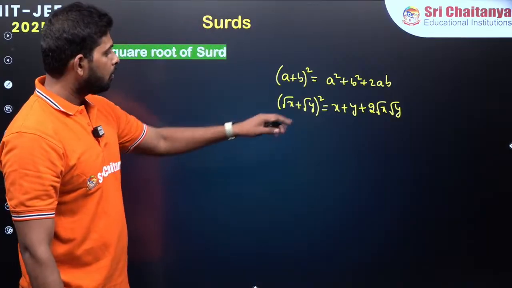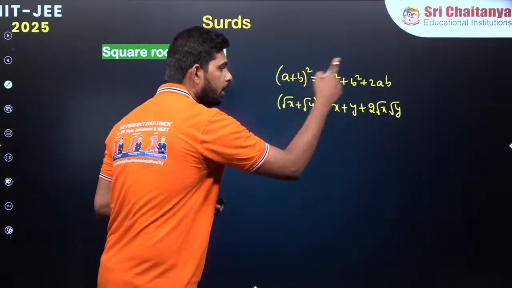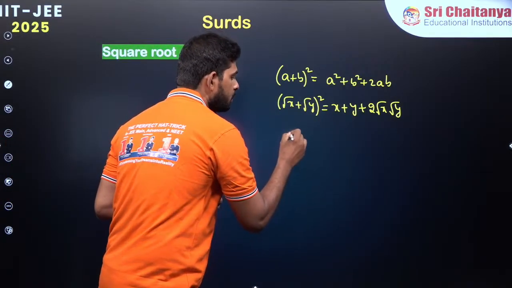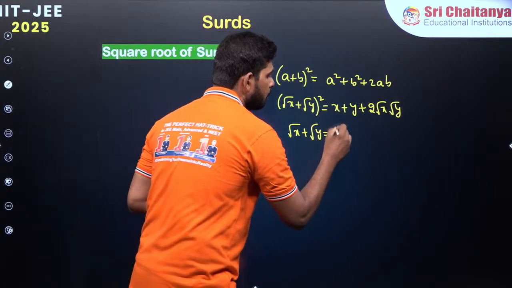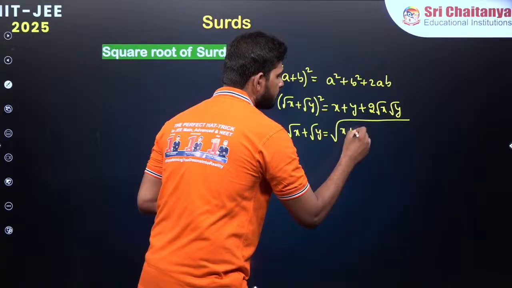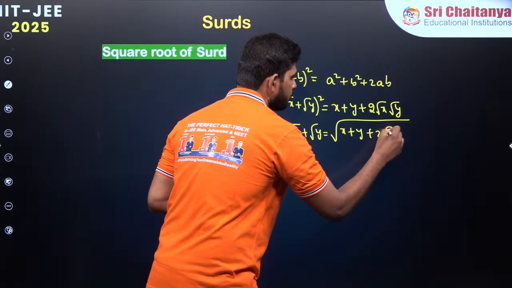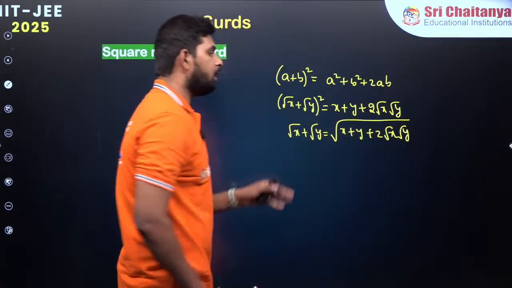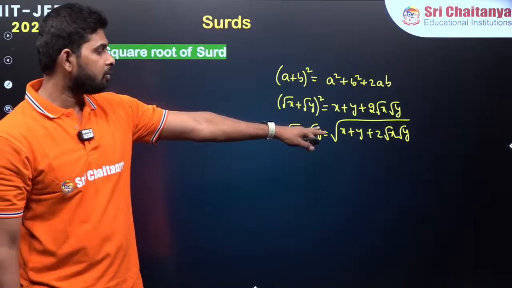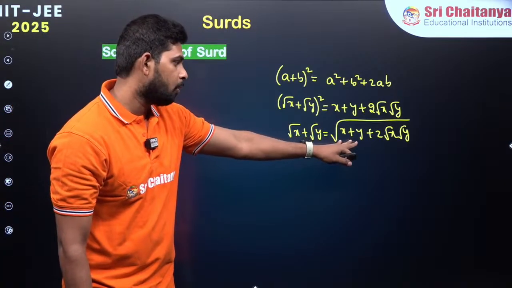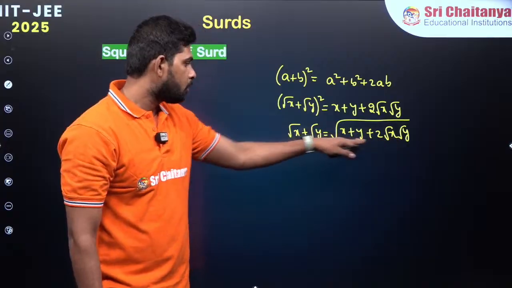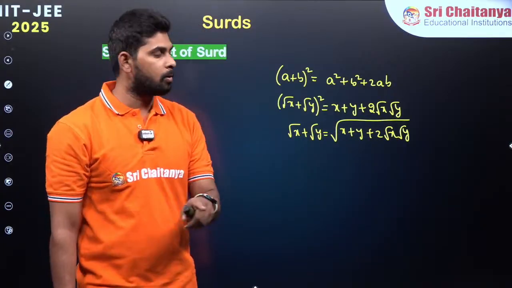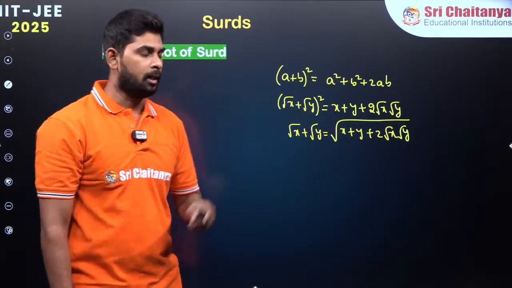Correct? Now what if I am writing this square on the right side, which is going to give us root x plus root y is equal to square root of x plus y plus 2 into root x into root y. So we need to find the values x and y whose sum is going to give us this, and product is root x root y. Total you are going to get root x plus root y whole square. The square root is going to get cancelled.